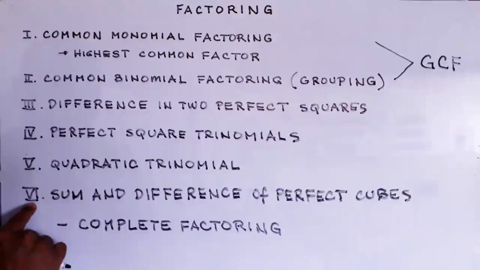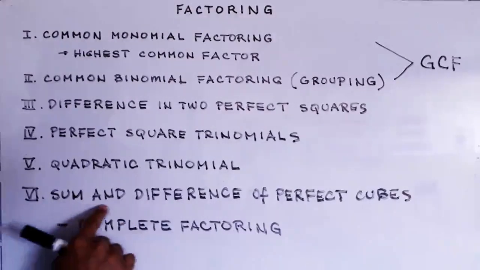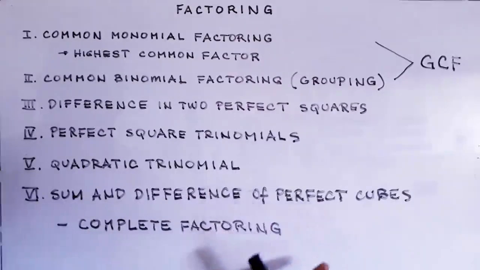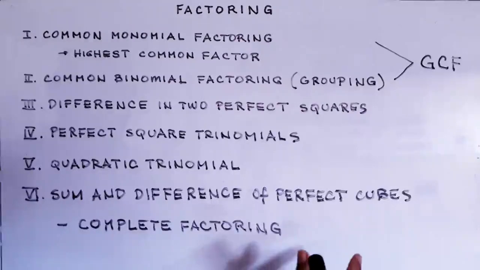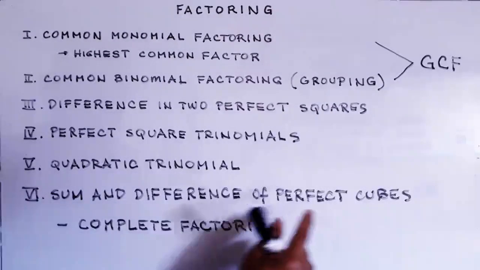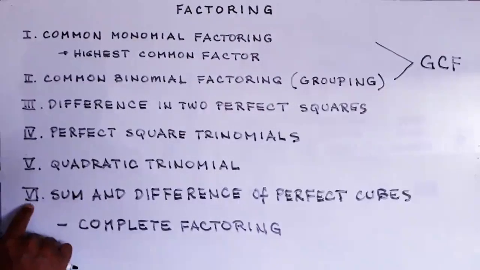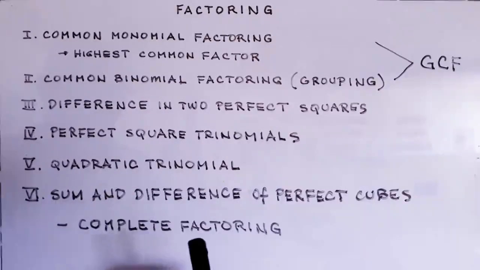And this number 6 class is for advanced learners, because the sum and difference of perfect cubes, we have x cubed plus y cubed. We are going to factor that one, or x cubed minus y cubed. So this type 6 is actually optional for you. Maybe this one is for grade 10 or for grade 11 or for pre-calculus.